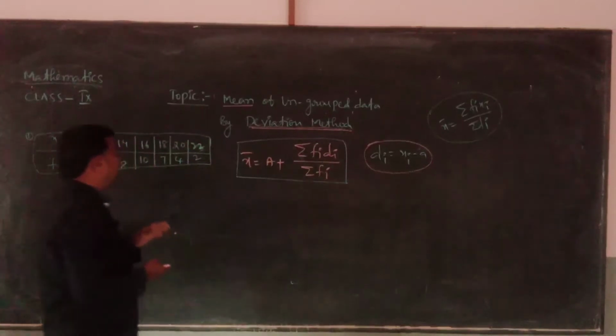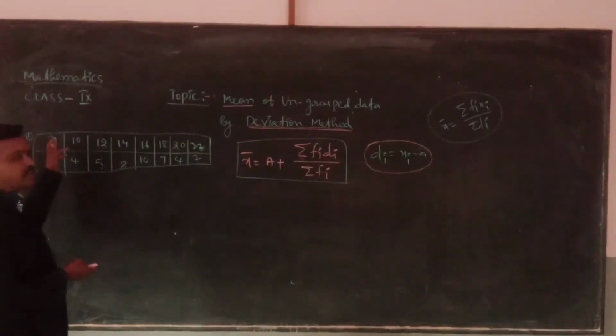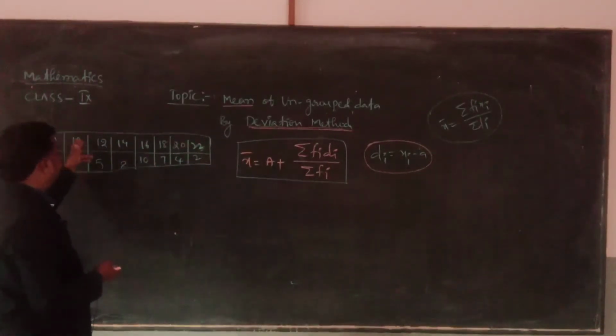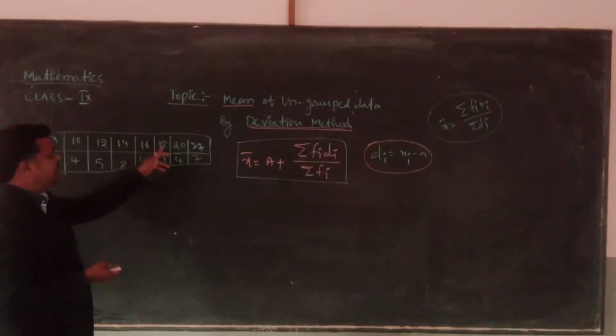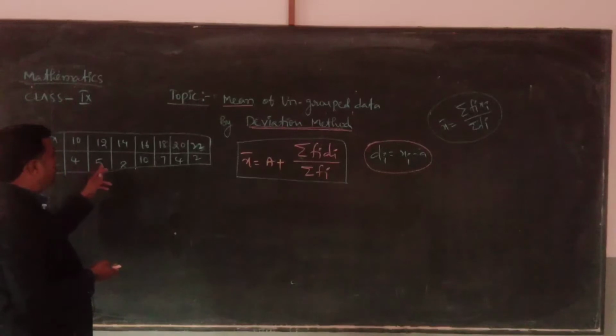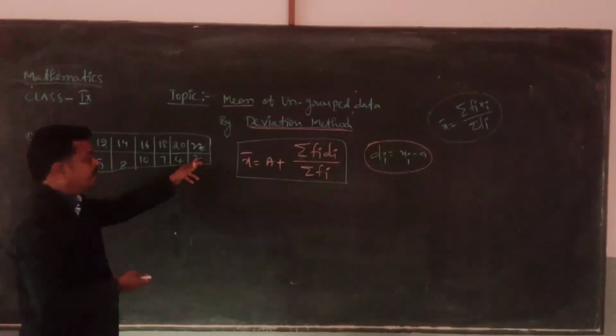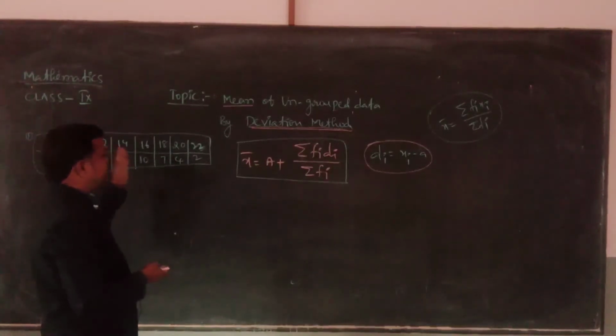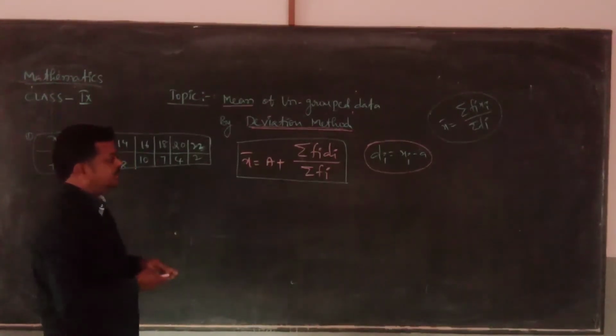Now I am taking one problem here. X values are given 10, 12, 14, 16, 18, 20, 22. Then frequencies are given 4, 5, 8, 10, 7, 4 and 2. Now I am going to find the arithmetic mean of the given data.